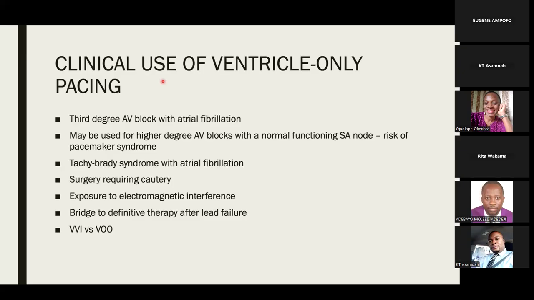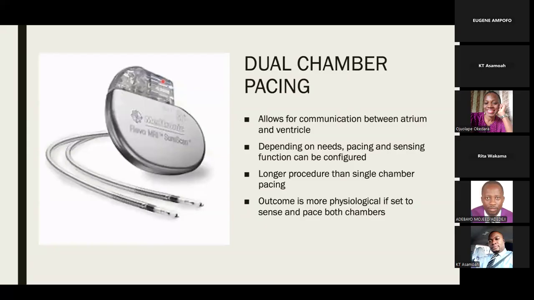Tachycardia syndrome with atrial fibrillation is essentially the same as the third degree with atrial fibrillation in terms of the explanation. And then also, just as I mentioned with the atrium only pacing, where you have electromagnetic interference, you would do ventricle only pacing. Dual chamber pacing allows for communication between the atrium and the ventricle.